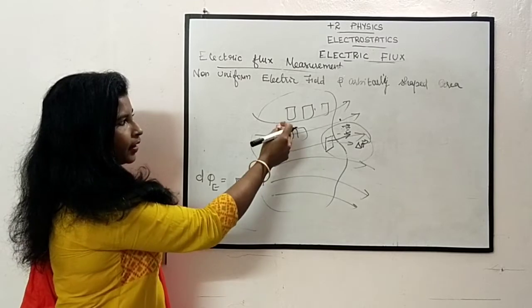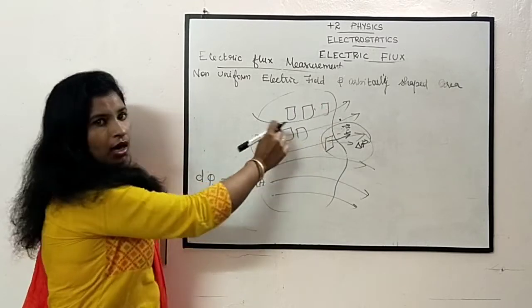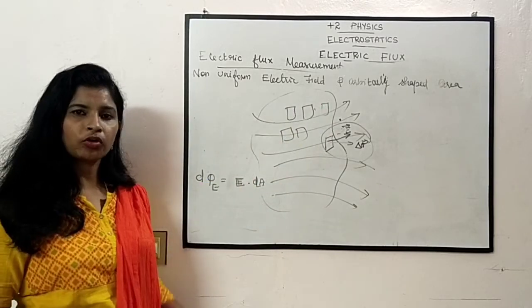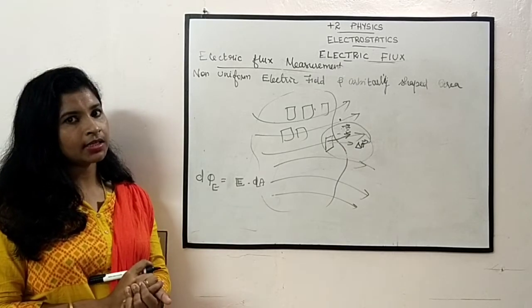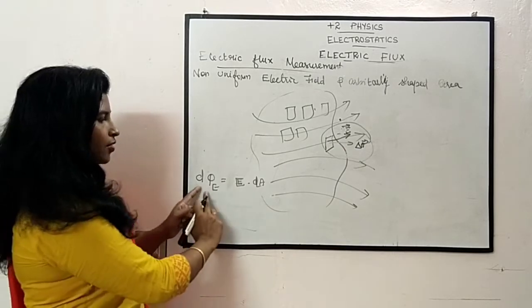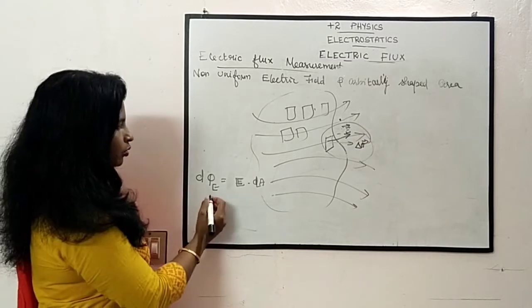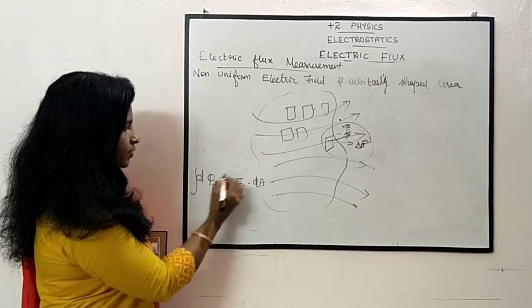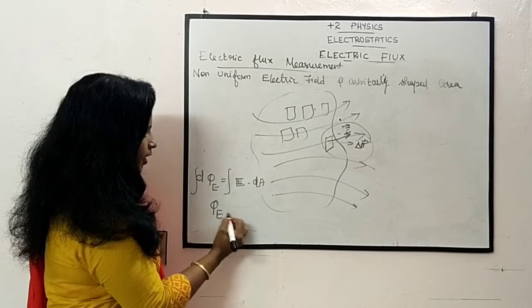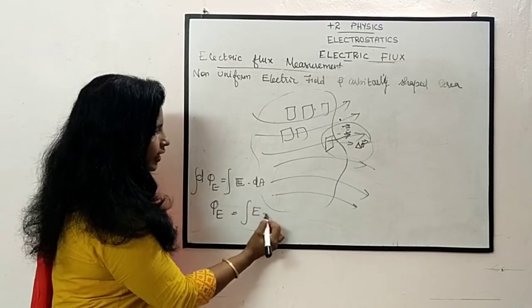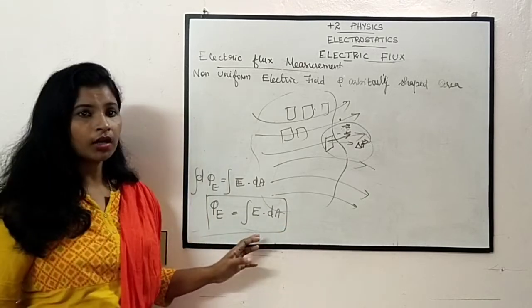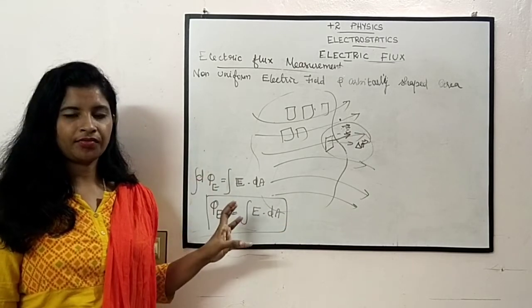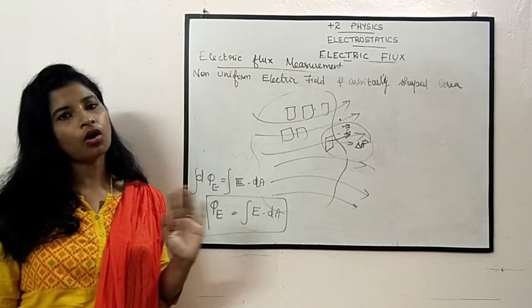In the same way, I can find it for each one, right? Finally, what should I do? Add everything up. So what is the easy method to add everything up? Integration. So if I want to integrate it, what will I do? Just integrate on both sides. We will get phi E equal to the integral of E dot dA. Okay, this is the electric flux for a non-uniform electric field and also if the surface is not flat.